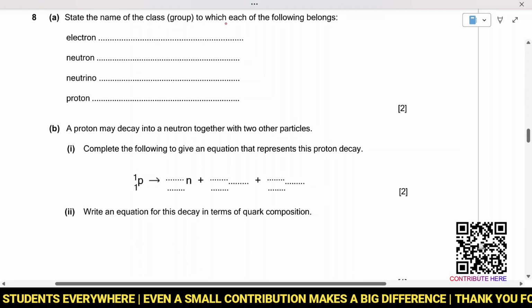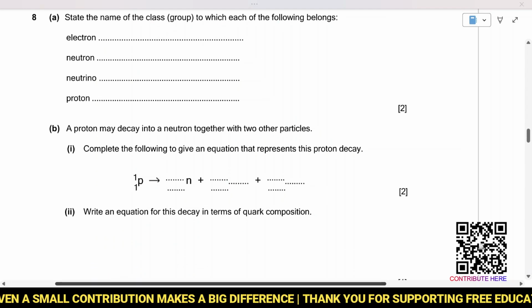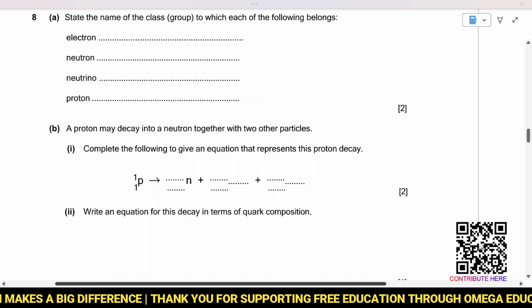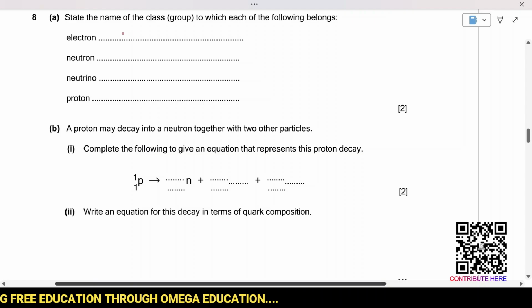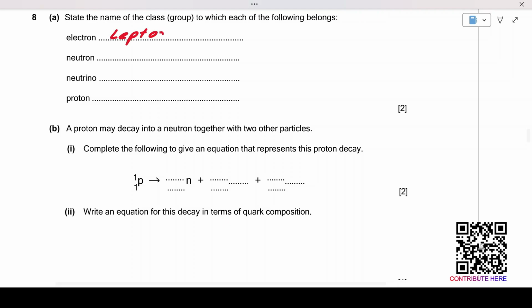State the name of the class group to which each of the following belongs. Starting from the electron, which is a fundamental one which cannot be further divided, so this one belongs to leptons. Neutrons can be divided into 3 quarks, so this is baryons. Neutrino, leptons. Antineutrino, leptons. Protons can also be divided into quarks.